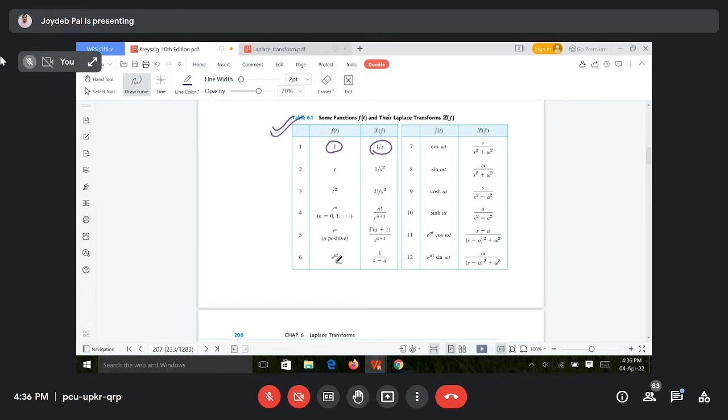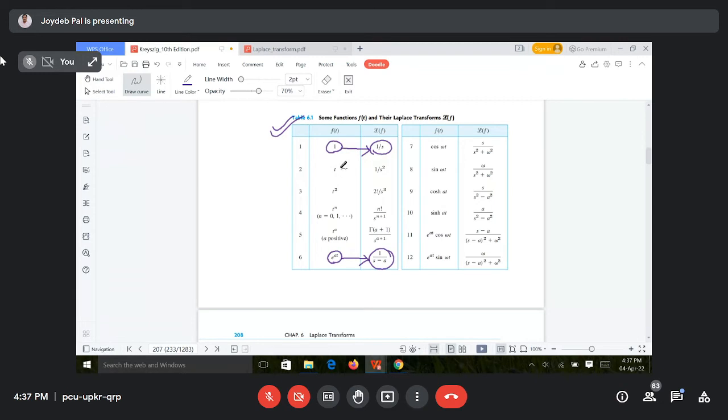And then e to the power at. I have shown for a equal to 3, e to the power 3t, right? It was 1 by s minus 3. Now in general, for e to the power at, the formula is 1 by s minus a. Laplace transform of e to the power at is 1 by s minus a. Laplace transform of 1 is 1 by s.